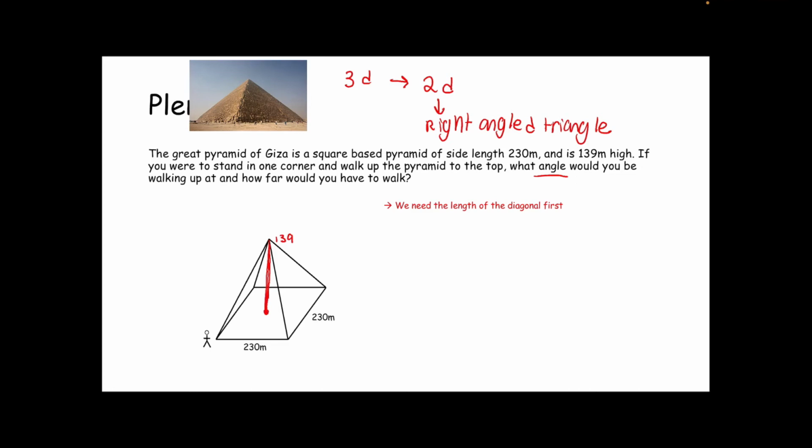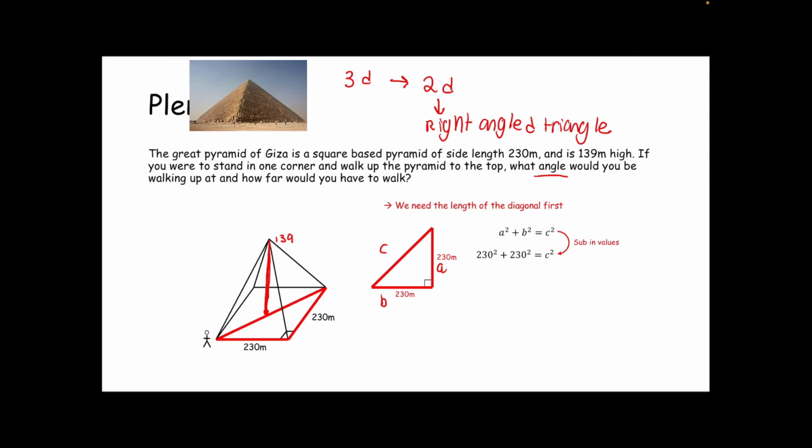We need to find the diagonal first before we can find our angle and our slope. Okay, how can we find this diagonal? We have a right angle triangle with the diagonal and the two bases, which are 230 meters. Let's draw our right angle triangle and solve for that diagonal base. This is a right angle triangle, so again we use Pythagoras' theorem. Let's label our sides. C is the hypotenuse, A and B are our other sides.